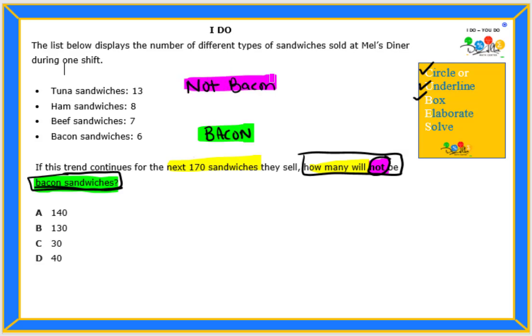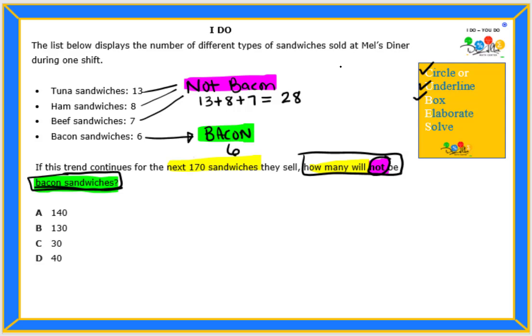Okay, so let's see, tuna, ham, and beef. All of those are not bacon. So 13 plus 8 plus 7. That's 15, and 13 is 28 sandwiches that are not bacon. And of course, the bacon sandwiches, there are 6.